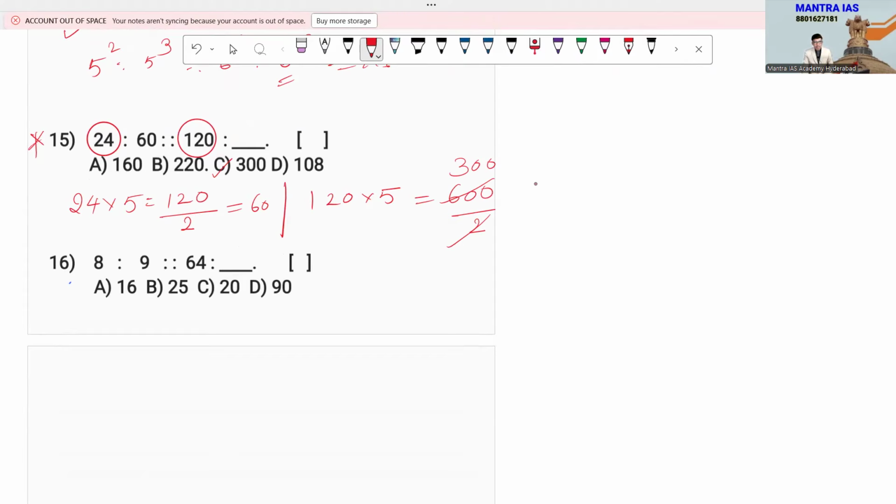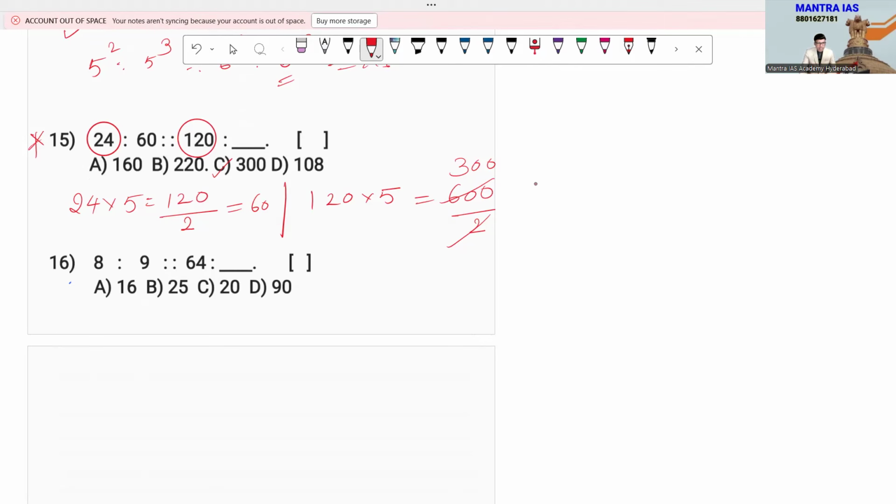Clear? Now try this, solve the questions here, whatever you have. But I'll tell the 16th and I'll stop now. 8 is to 9 as 64 is to what? Option A 16, B 25, C 20, D 90, beta.